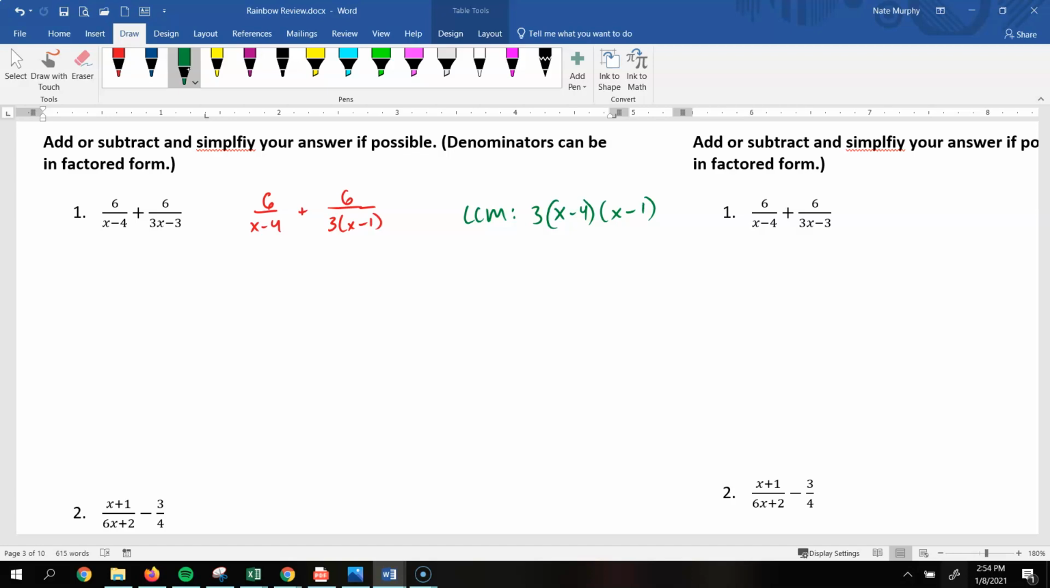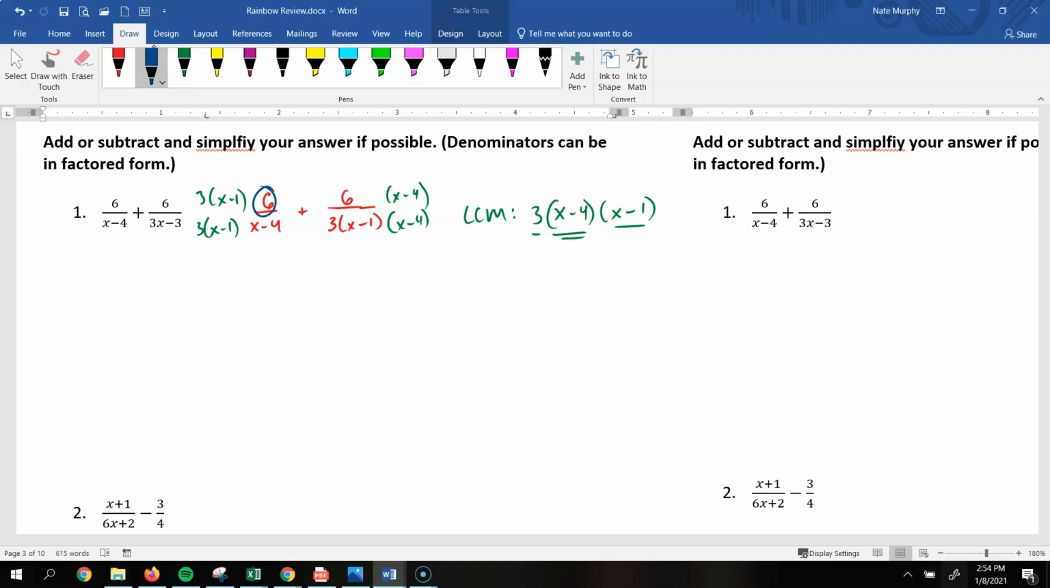So in that first fraction, what am I missing? I'm missing the 3 and I'm missing the x minus 1. So I'm going to multiply this first fraction times 3 and x minus 1. And in the second fraction, I already have the x minus 1, so I'm missing the x minus 4. So we're going to multiply the top and bottom by x minus 4.